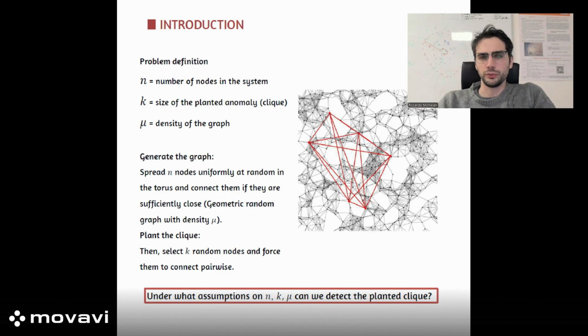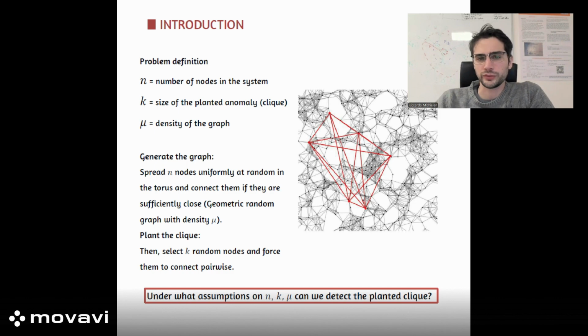The process is the following. We first generate the graph, spreading n nodes uniformly at random, and connecting them if they are sufficiently close to each other. This is also called a random geometric graph with density mu. Secondly, we plant the clique. So we select k vertices at random and we force them to be all pairwise connected, forming what you can see here on the right in this picture.